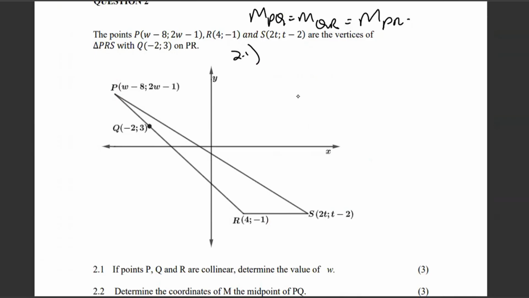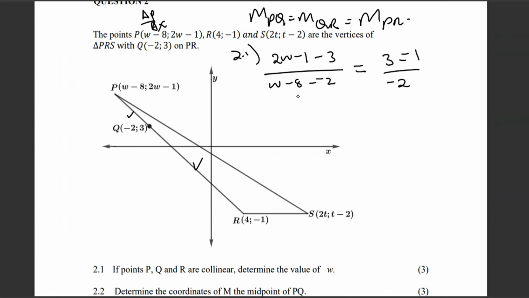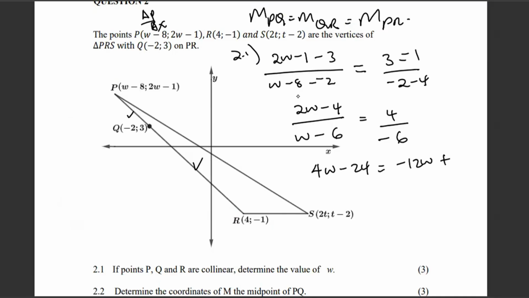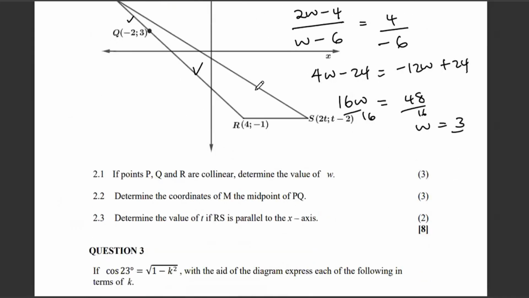So let me focus on PQ and QR. So the gradient we said is a change in Y over change in X. So I have my 2W minus 1 minus 3 over W minus 8 minus 2 should give us 3 minus 1 over minus 2 minus 4. Simplify the top one to W minus 4 over W minus 6 should give us a 4 over negative 6. You can cross multiply. 4W minus 24 should give us a negative 12W plus a 24. Move the 12 that side, 16W is equal to 48. Divide by 16, divide by 16, meaning that W is just a 3. So whichever way you use this, you should end up with the same value, 3.